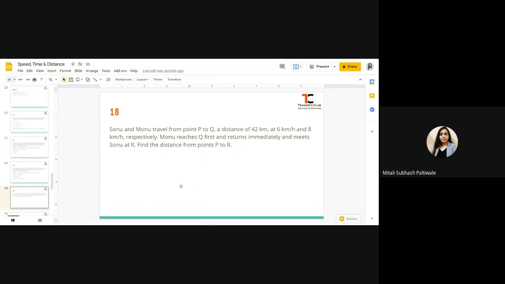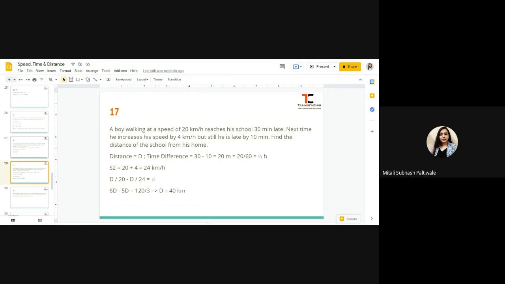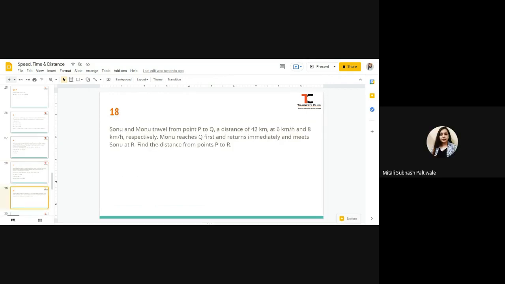Now, did you understand? Yes, ma'am. Okay. Now Sonu and Monu travel from point P to Q. P is the source and Q is the destination, a complete distance of 42 km, at 6 km per hour and 8 km per hour respectively. So Sonu's speed is 6 and Monu's speed is 8. Monu reaches Q first, returns immediately and meets Sonu at R, some other point. Find the distance from point P to R.